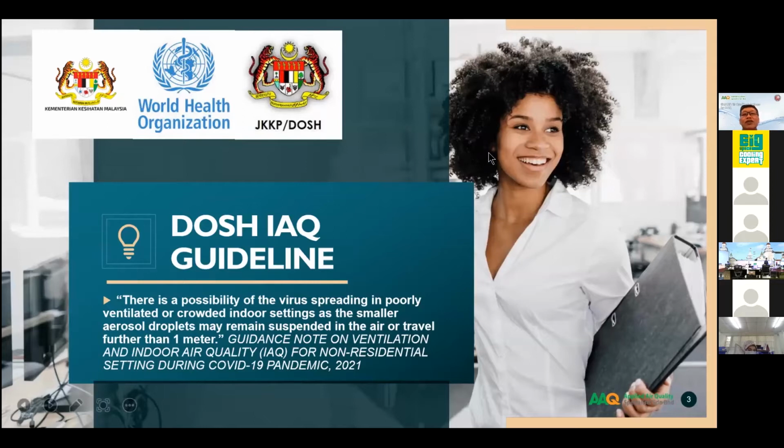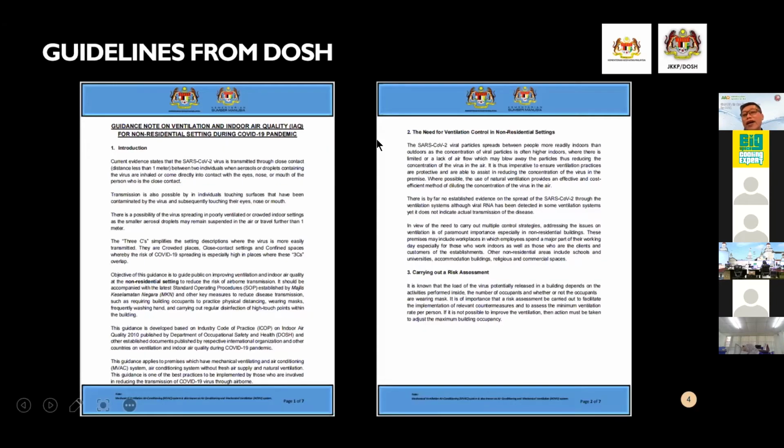Sorry, okay. So today we're going to talk about the DOSH IAQ guideline. We're going to follow the guideline, okay? They provide us certain guidelines during this pandemic. So the guidance note on ventilation and indoor air quality IAQ for non-residential settings during this pandemic. Okay, these are the guidelines. I believe everyone has seen the guideline, a few pages, I think 5 pages if not mistaken, right?